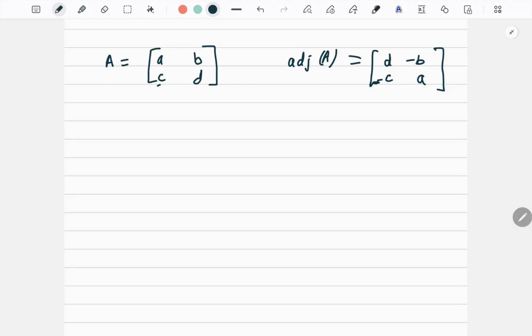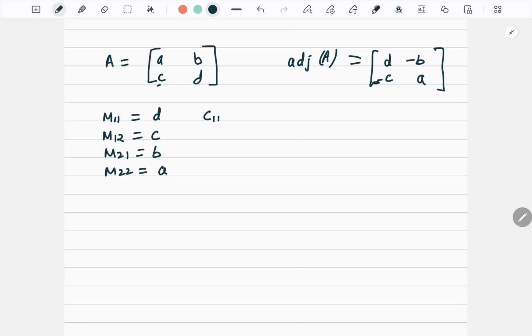Now let me explain the method. First of all, I'll write down the minor of the first element, that is M11. For M11, I hide the first row and first column, so that is D. Then M12 is C. M21, second row, first column, is B. M22, second row, second column, is A.